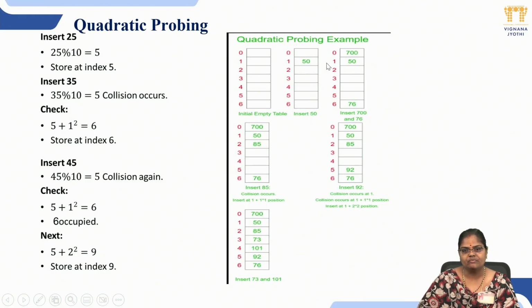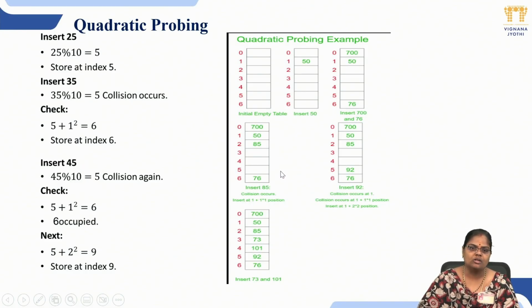Another example: initial empty table. First we insert 50, then insert 76. Now when we try to insert 85, since that location is already occupied, the next location will be 2, as per 1 squared. Next, when we try to insert 92, in the case of linear probing it was inserted at index 3. Now here we apply the square, so 2 squared means 4, which identifies the next index, that is 5. So 92 is stored at index 5.